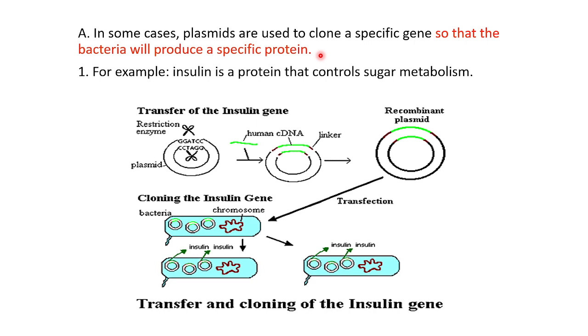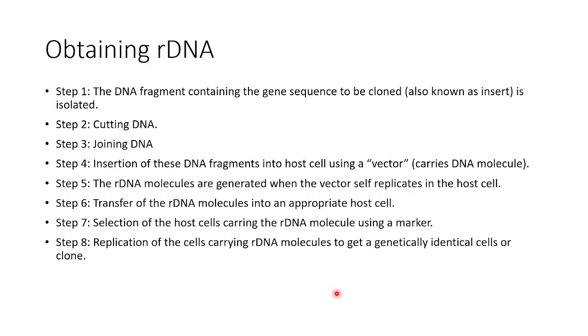Now this is where you clone. In some cases, plasmids are used to clone specific genes so that the bacteria will produce a specific protein. For example, we have insulin, a protein that controls sugar metabolism. A similar transfer of the insulin gene is done here, where we have the human cDNA, and then you clone the insulin gene, followed by transfection, and you grow them, so this is the transfer and cloning of the insulin gene.